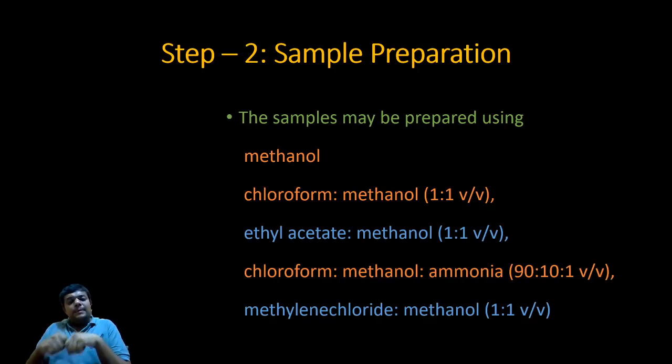Moving further, step 2, sample preparation. The sample may be prepared using either methanol, chloroform methanol, ethyl acetate methanol, chloroform methanol and ammonia, methylene chloride and methanol. Over here, I am not forcing you to remember, or telling you that these are the only possible solvents in which your sample can be prepared, but I want you to learn that this is an isocratic system, single solvent system. This two and the last one are the binary gradient system, and the one in the middle is a ternary gradient system.